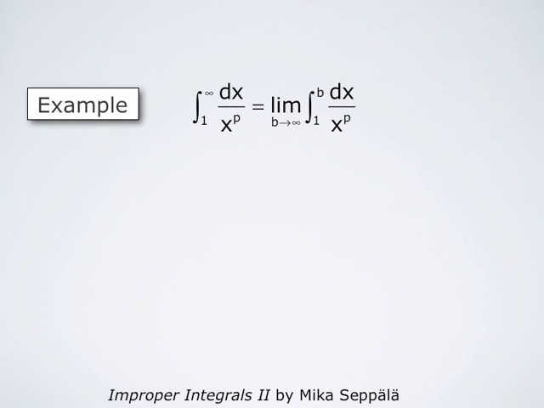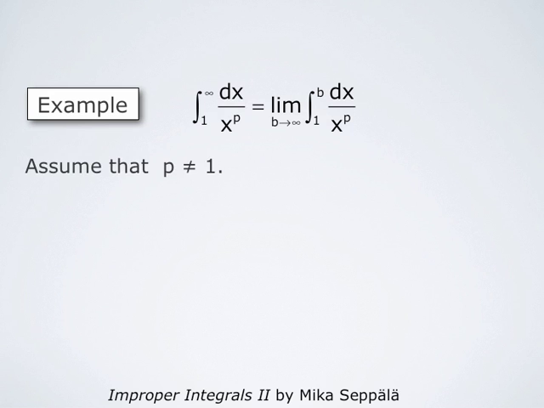The integral from 1 to infinity of dx divided by x to the power p is improper because the interval of integration is infinitely long. The function to be integrated is continuous on this interval. Therefore, the integral from 1 to infinity of dx divided by x to the power p is the limit as b goes to infinity of integrals over the interval from 1 to b.